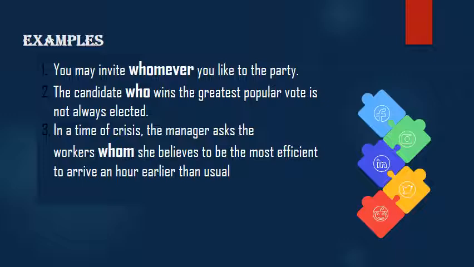The second sentence says, the candidate who wins the greatest popular vote is not always elected. In this sentence, the relative pronoun is the subject of the verb wins and introduces the subordinate clause who wins the greatest popular vote. This subordinate clause acts as an adjective modifying candidate.